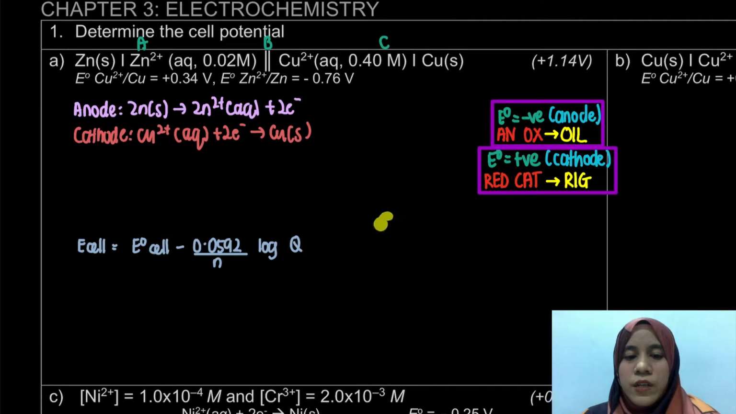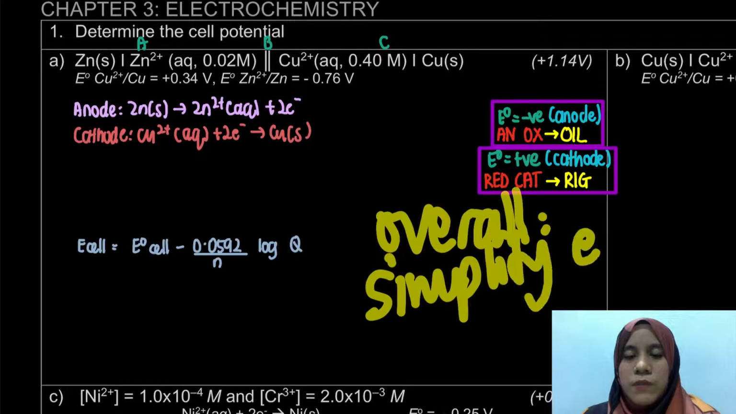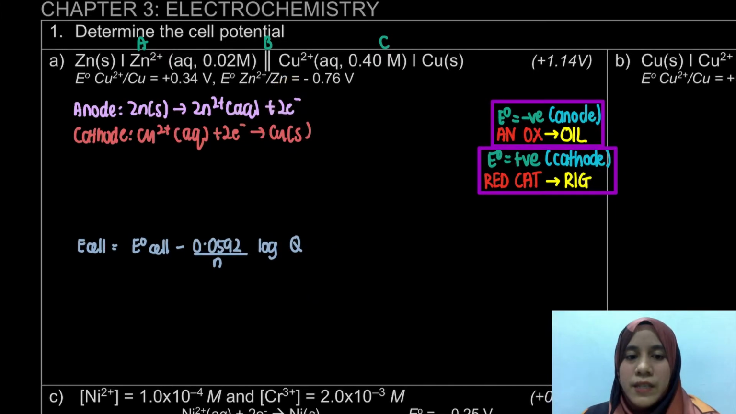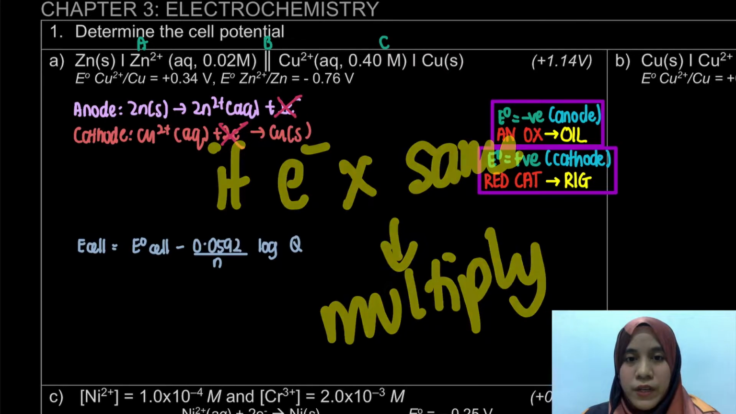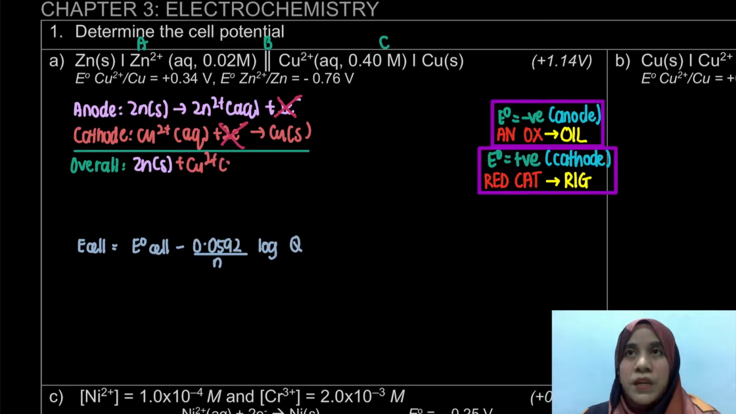Now we can simplify to write down the overall equation by cancelling the electrons, which must be the same. If the electrons are not the same, we have to multiply the equations. Later we will look at examples. Here I'm going to write down the overall equation. Remember, the reactants are on the reactant side, and the products must be on the product side. Write down the states as well, because that is important to determine the Q.